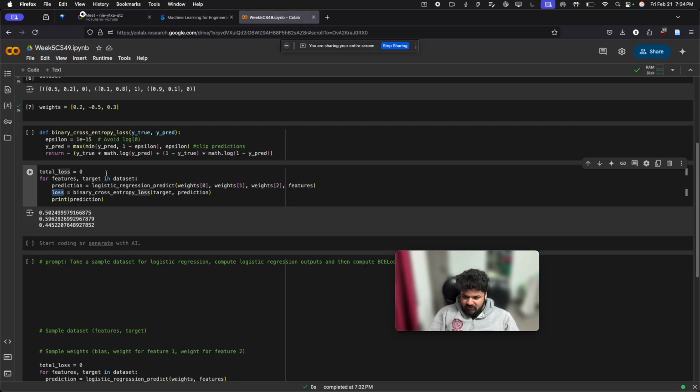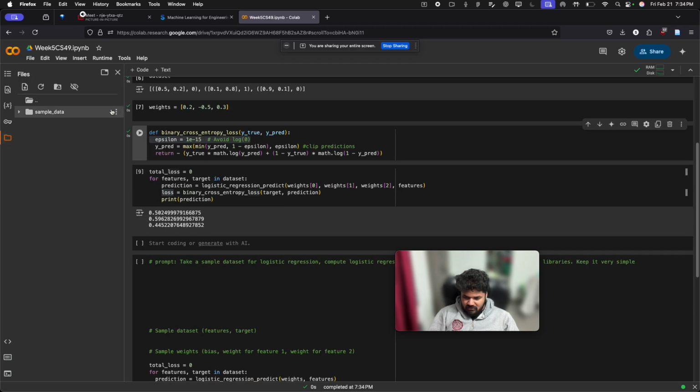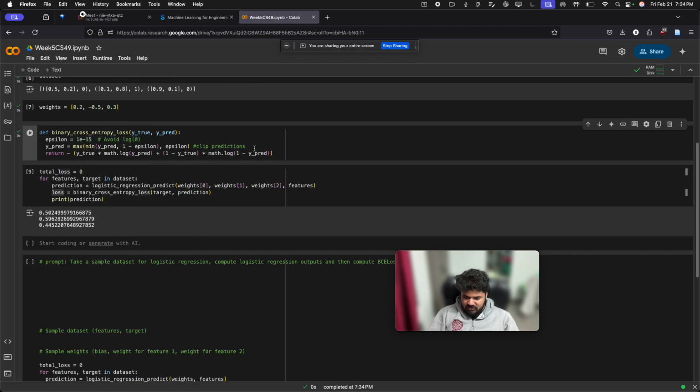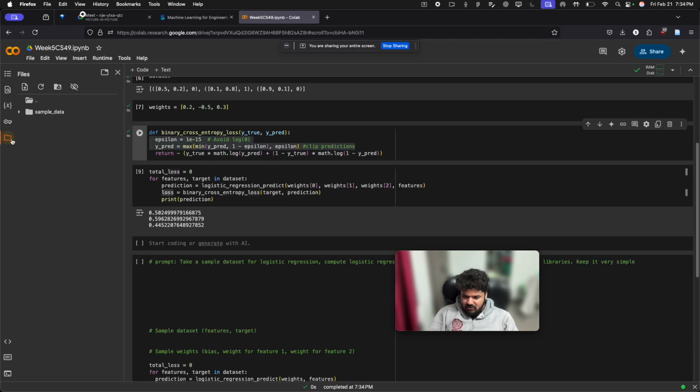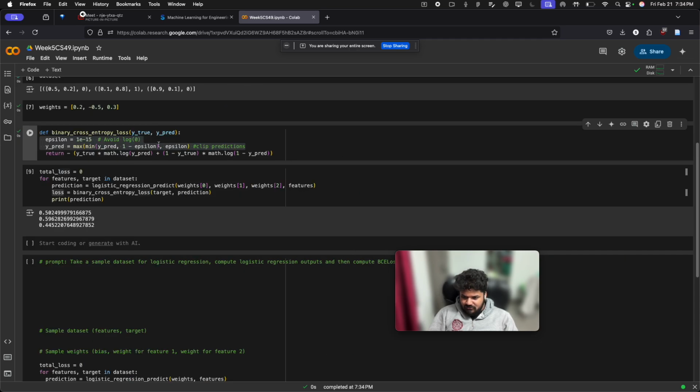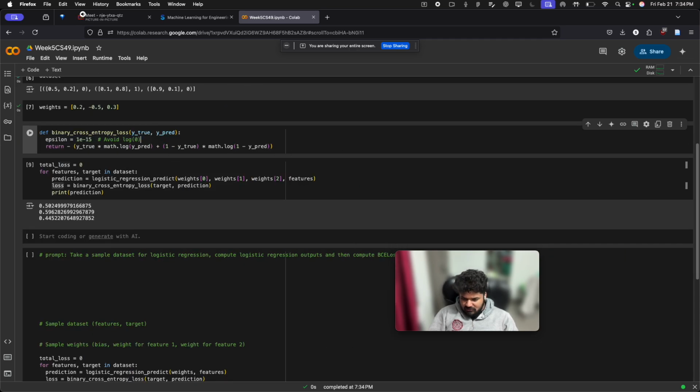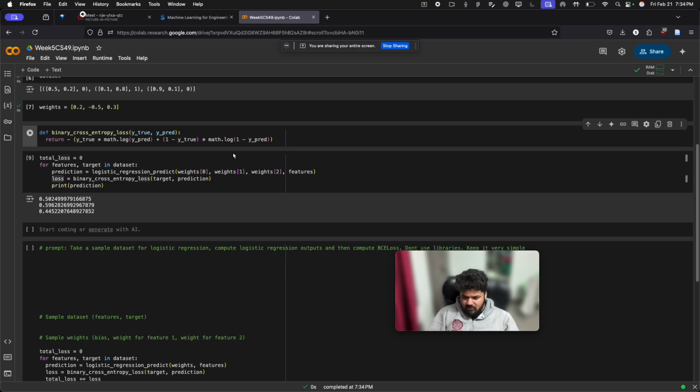So we take loss, we apply binary cross entropy. Let me just keep it simple. So we take y, math.log of y pred, plus 1 minus y, math.log of 1 minus y pred. We return the negative of it. This is binary cross entropy. We compute binary cross entropy loss.